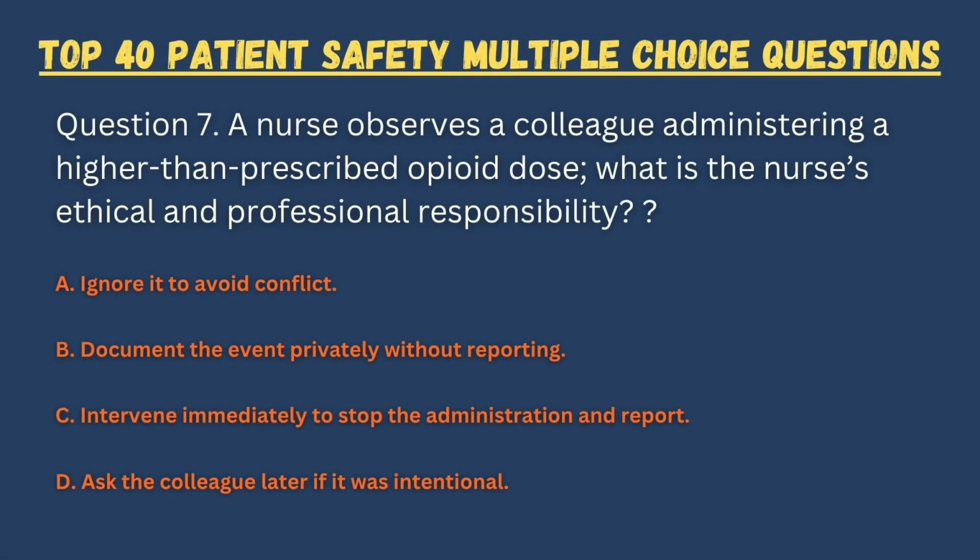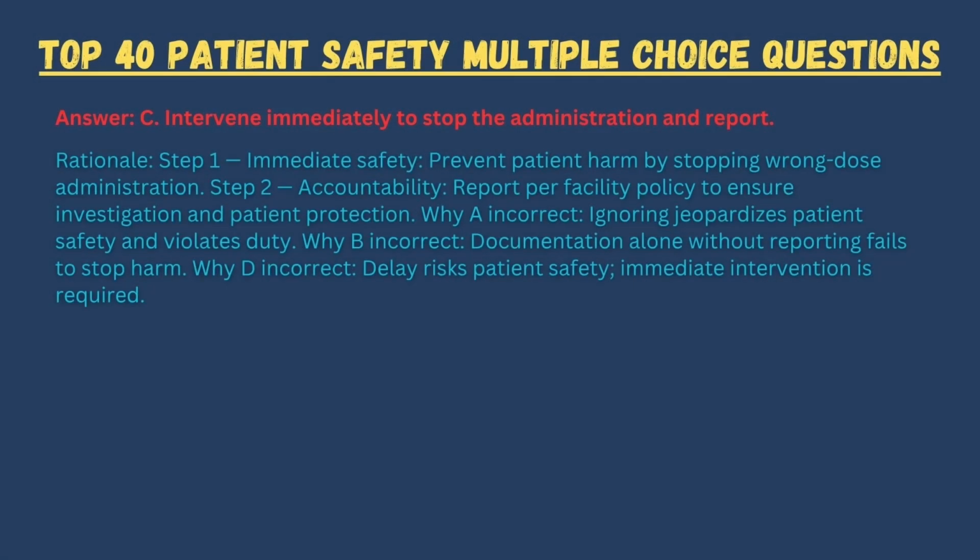Question 7. A nurse observes a colleague administering a higher than prescribed opioid dose. What is the nurse's ethical and professional responsibility? A. Ignore it to avoid conflict. B. Document the event privately without reporting. C. Intervene immediately to stop the administration and report. D. Ask the colleague later if it was intentional. Answer. C. Intervene immediately to stop the administration and report.